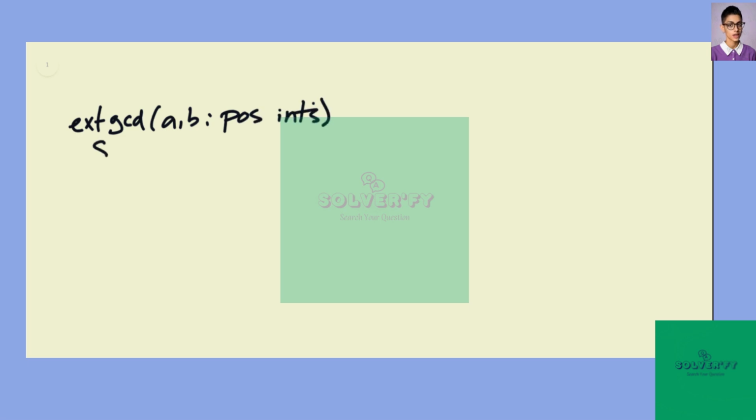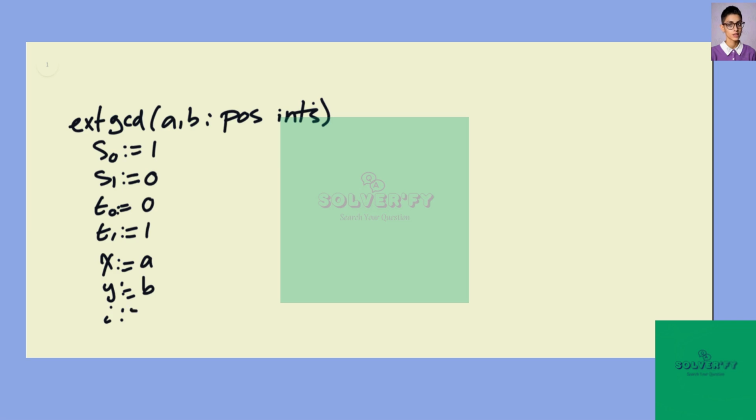Okay, so first we just want to set all of our initial conditions, right? So the algorithm states that S0 is equal to 1, S1 should be equal to 0, T0 should be equal to 0, and T1 should be equal to 1. Okay, we'll also set X equal to A, Y equal to B, and then we'll have a little index here as well. So a lot of just setting our variables.